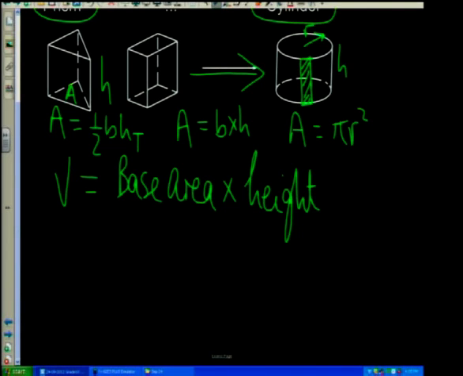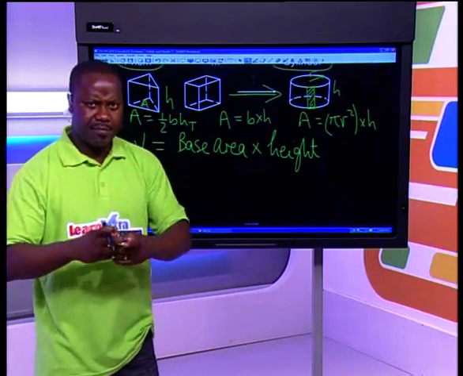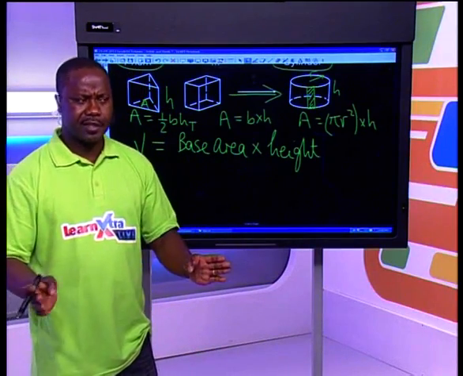And that would be our height. So that's what you would have. Again, we multiply by h. So this is easy to remember. You just have to find the base area and multiply by the height.